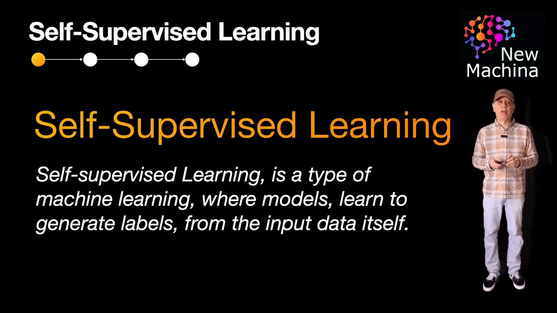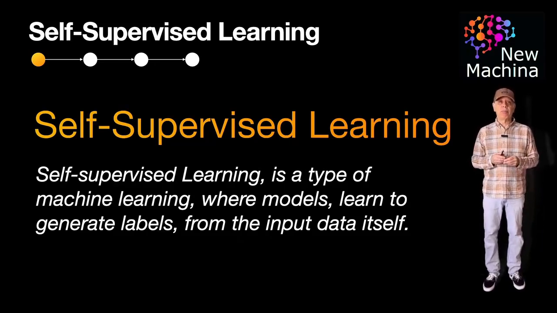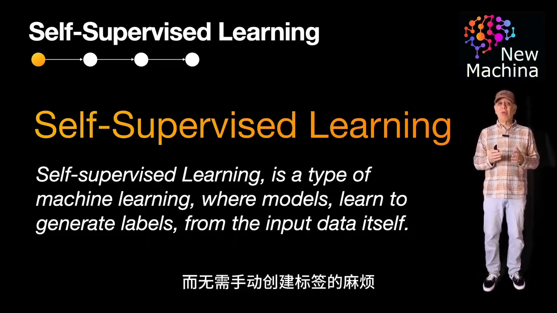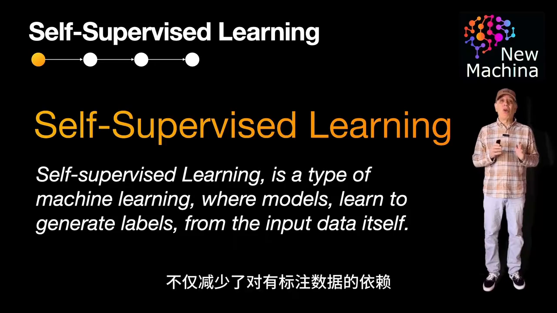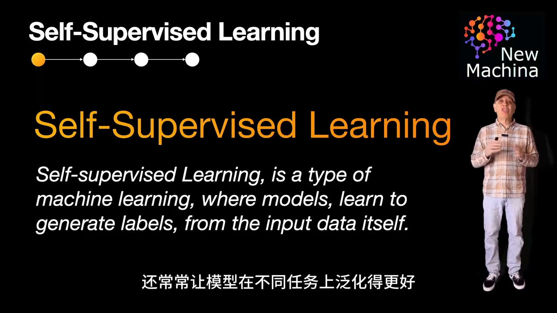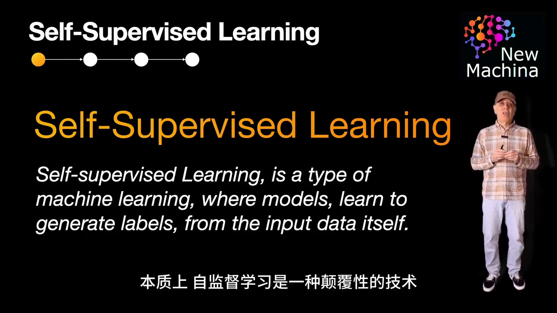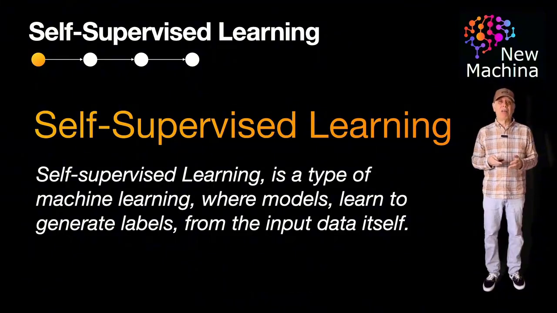So why should you care about self-supervised learning? Well, imagine training a model with vast amounts of data without the hassle of manually creating labels and still achieving high accuracy. This approach not only reduces the dependency on labeled data, but often results in models that generalize better across different tasks. Essentially, self-supervised learning is a game changer, allowing AI systems to learn more efficiently and effectively.